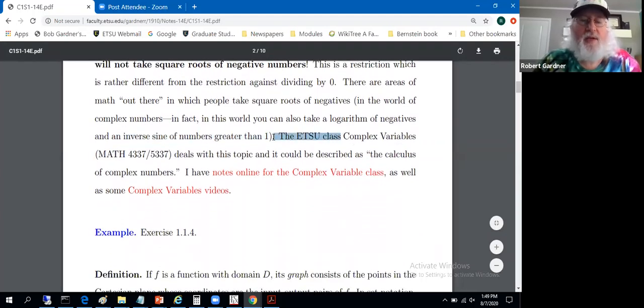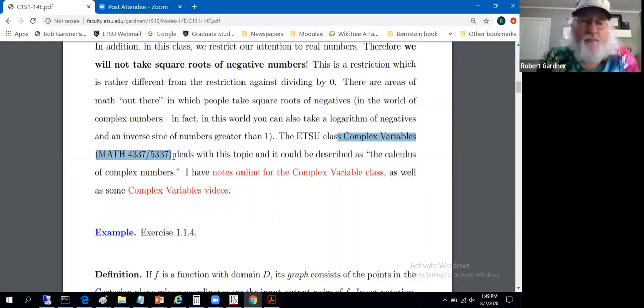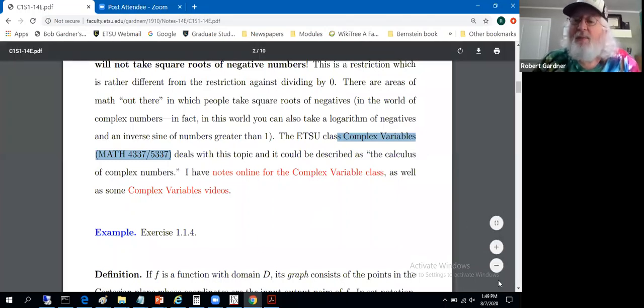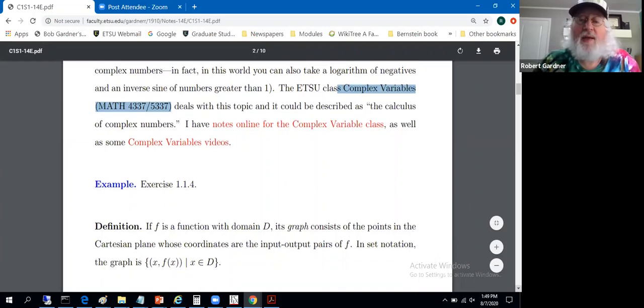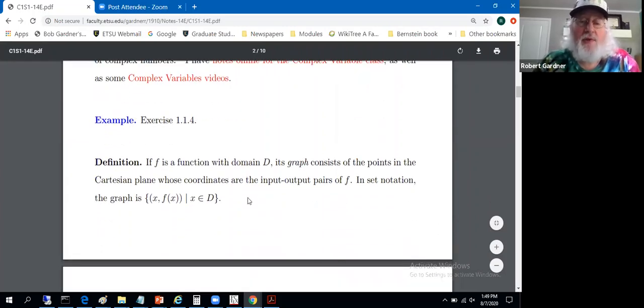we have a senior, cross-listed senior graduate level class called Complex Variables, in which basically calculus of complex numbers is dealt with. I've got loads of notes posted online concerning complex variables and a number of videos as well. My area of research, in fact, is complex analysis, so I've got nothing against complex numbers, but we ain't going to do it in Calculus 1. All right, so that's some of our constraints in terms of finding, say, domains of functions.